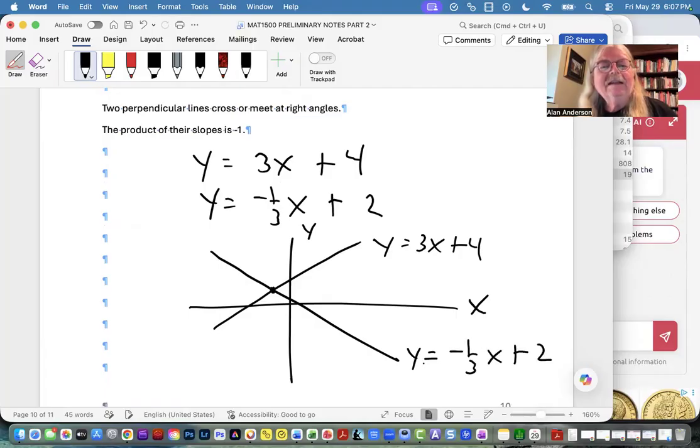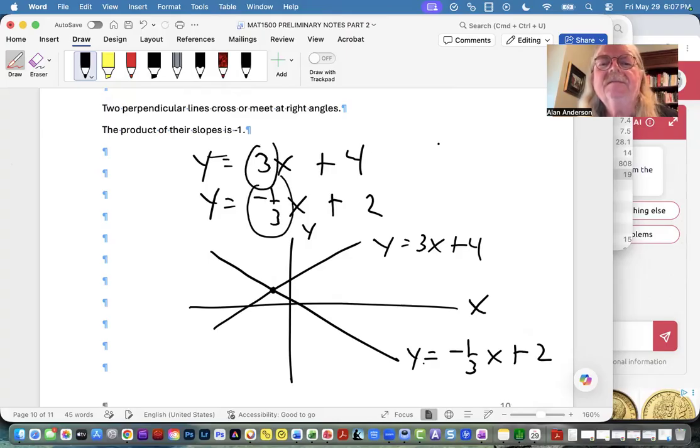And even though the drawing again isn't perfect, you can see that more or less they are right angles where they cross, and that's what we're aiming for. So you can see by multiplying out 3 by -1/3, that equals -1, and therefore they're perpendicular.